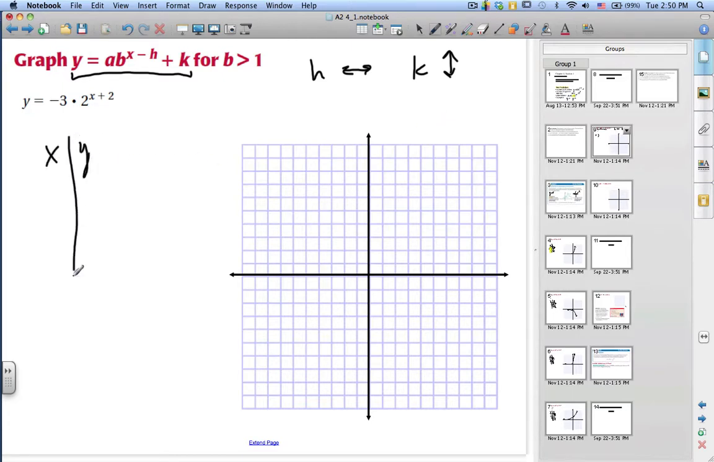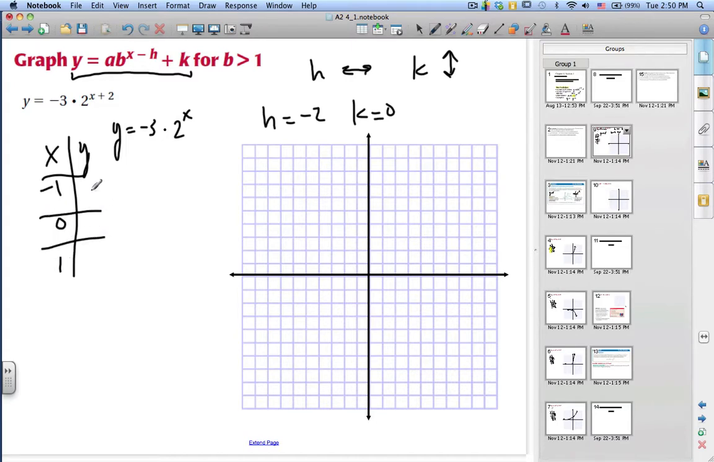So I'm going to do an input-output table, but I'm going to be graphing y is equal to negative 3 times 2 to the x power. I can see that h is equal to negative 2, and k is equal to 0. Right? This is x minus negative 2. That becomes x plus 2. And there's nothing being added at the end, so k is 0. Now I'm going to ignore it. I'm going to use the negative 1 power, 0, and 1 first power.